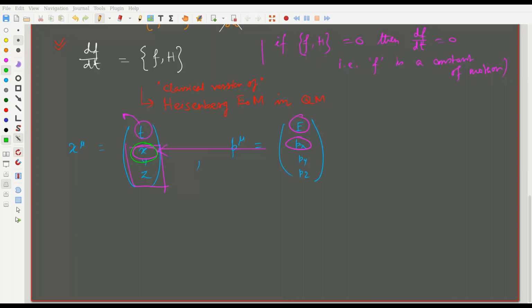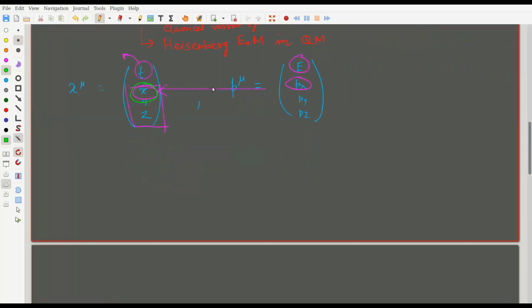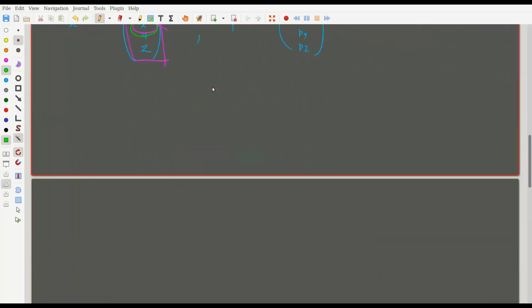All right. So now, as many of you are curious, what is the connection with quantum mechanics? So let us talk about that. Okay, so connection with quantum mechanics.